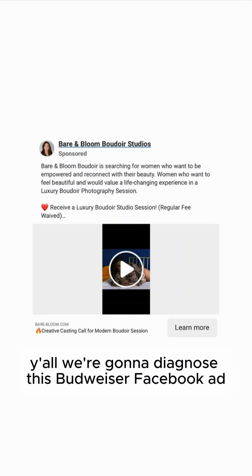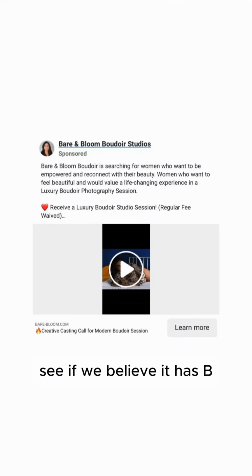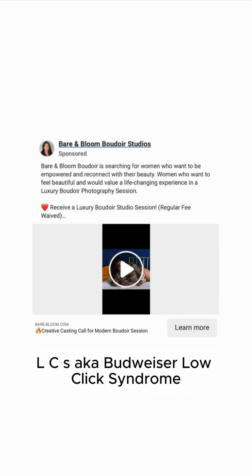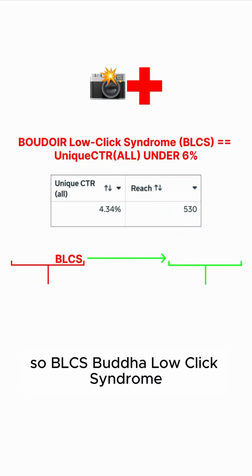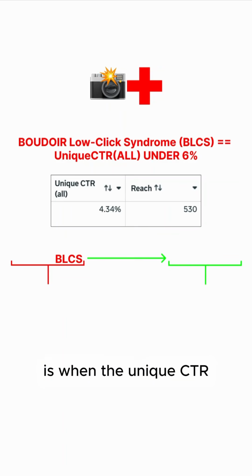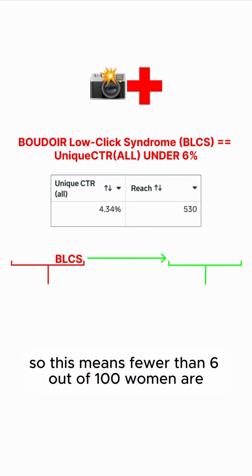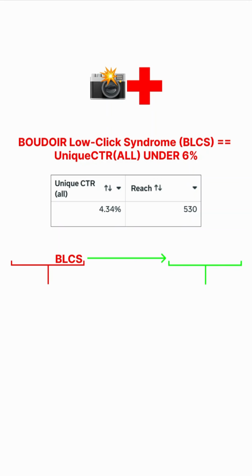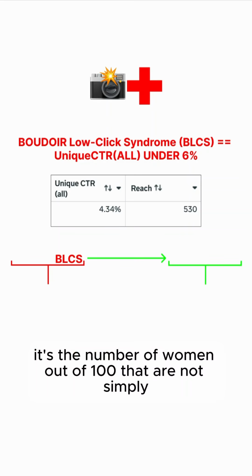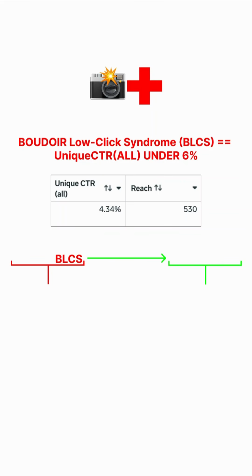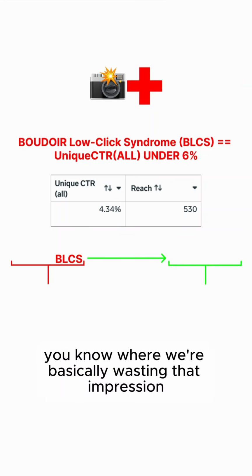All right, y'all, we're going to diagnose this Boudoir Facebook ad, see if we believe it has BLCS, aka Boudoir Low Click Syndrome. So BLCS is when the unique CTR on our Boudoir Facebook ad is under 6%. This means fewer than 6 out of 100 women are clicking somewhere on our ad, aka it's the number of women out of 100 that are not simply scrolling right on by, where we're basically wasting that impression.